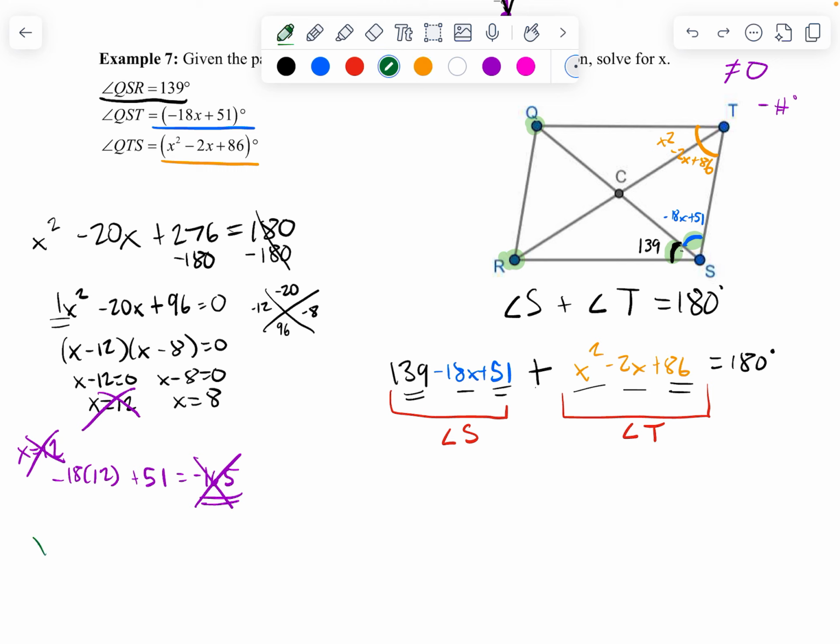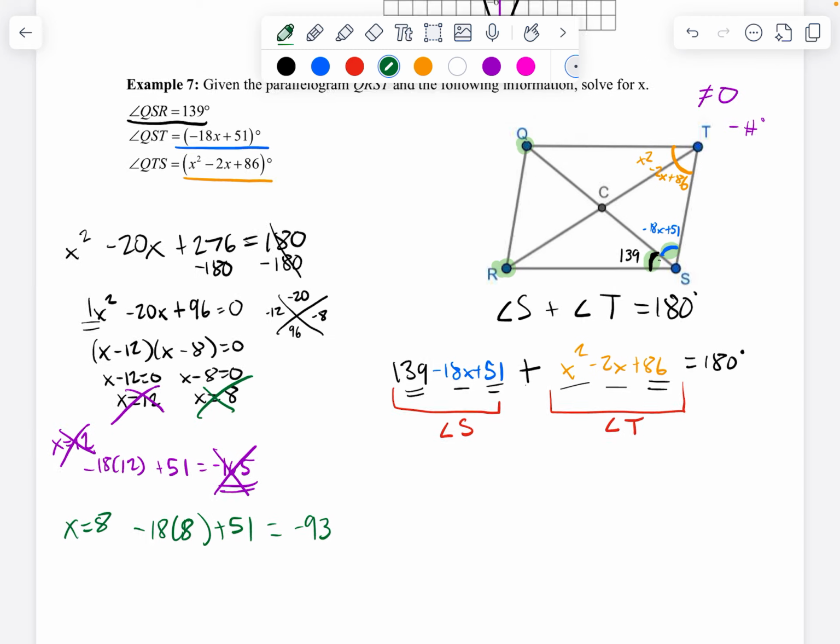So now let's do the same thing, but for 8 as a solution. Negative 18 times 8 plus 51. And then negative 18 times 8 gives us negative 144 plus 51, which is also an issue. That gives you negative 93. That solution kicks the bucket.